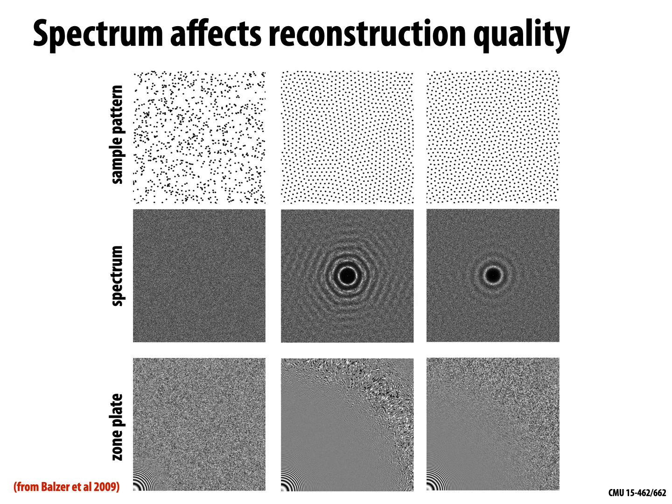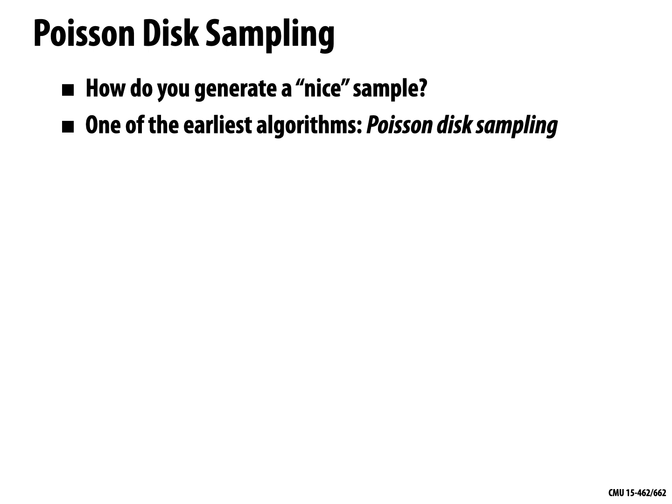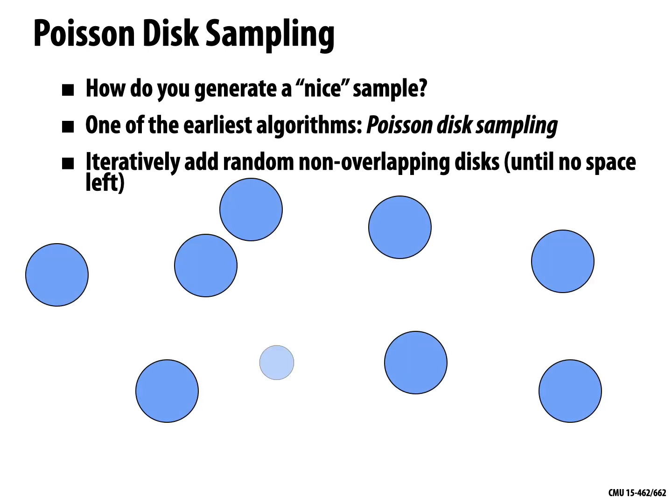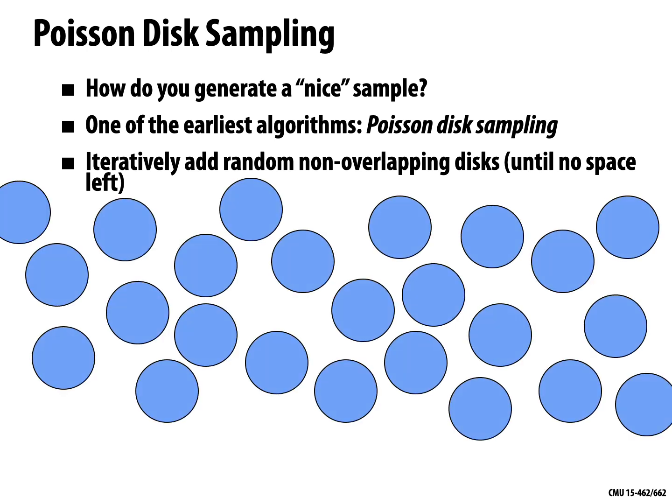But we can try to have low discrepancy. We can try to have good spectral distribution. How do we get good samples? How do we get something like a blue noise sample? Well, one of the earliest algorithms is something called Poisson disk sampling. The basic idea is to iteratively add random non-overlapping disks of some fixed size until there's no space left. So I plop down a disk, I plop down another disk. If my new random disk overlaps one that's already there, I toss it out and try again.